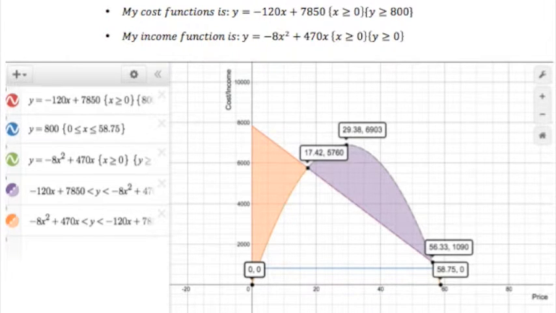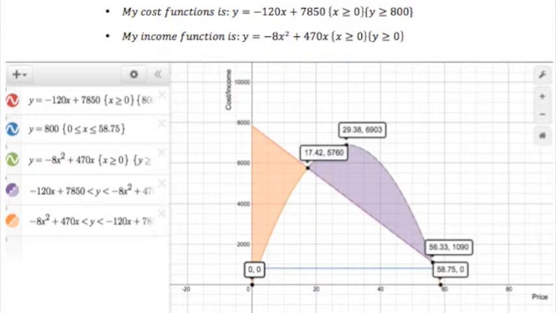The first column, shown through the red line, shows the cost function. My cost function was y = -120x + 7,850. And the red line is actually right here. I don't know if you can tell, but this is the red line. The second column, shown by the blue line, is the fixed cost. My fixed cost was y = 800.